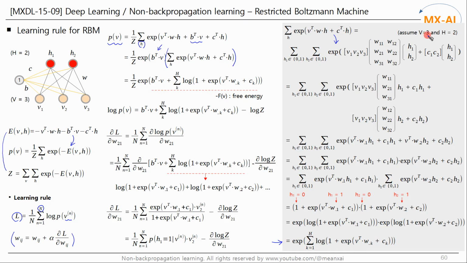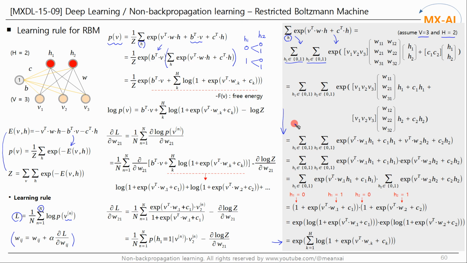We assume that there are only 3 neurons in the visible layer and only 2 neurons in the hidden layer. For all possible values of h, we add up all these exponential terms. Since we are dealing with a binary restricted Boltzmann machine, each h is either 0 or 1. When h1 is 0, h2 can be 0 or 1. And even when h1 is 1, h2 can be 0 or 1. So this can be expressed using double sigma notation as follows.